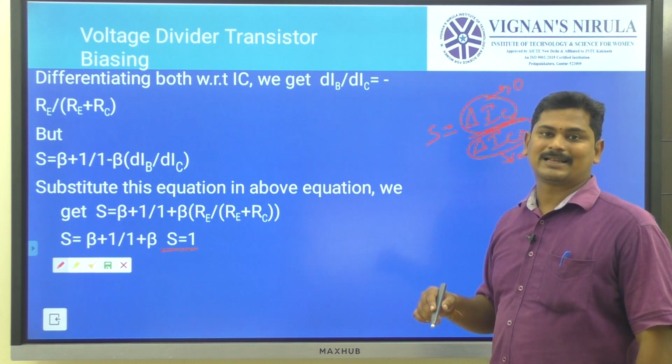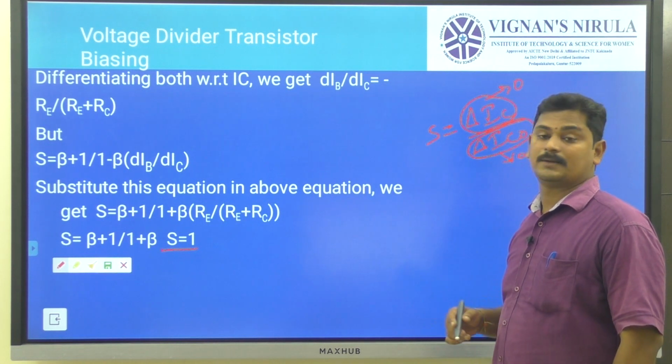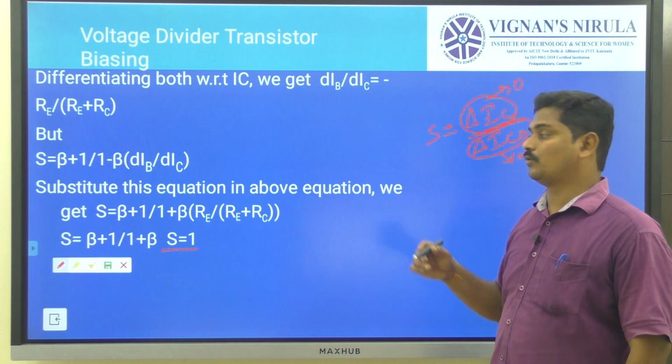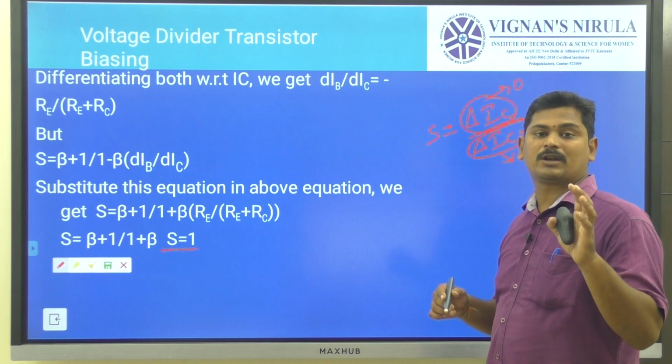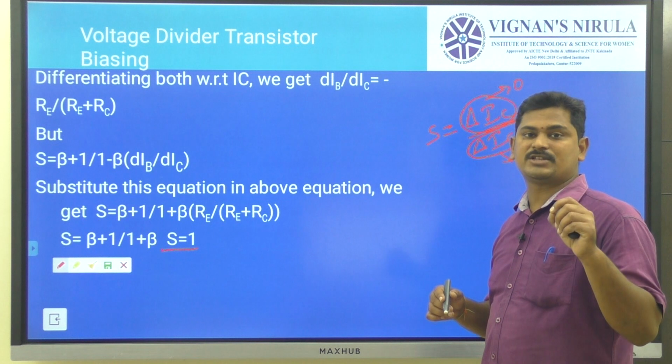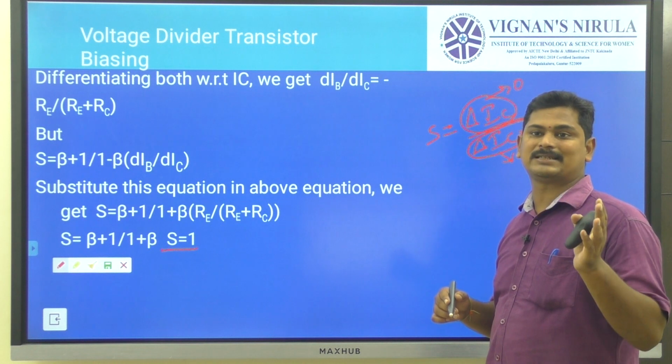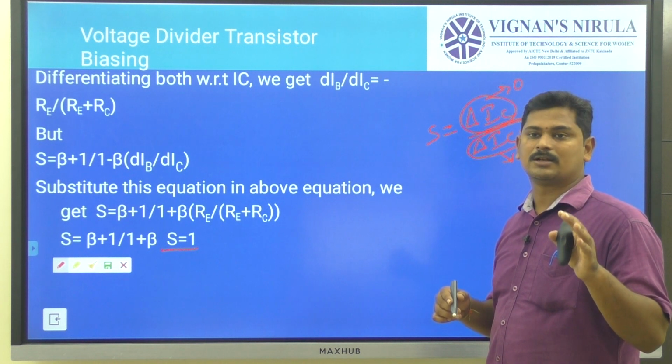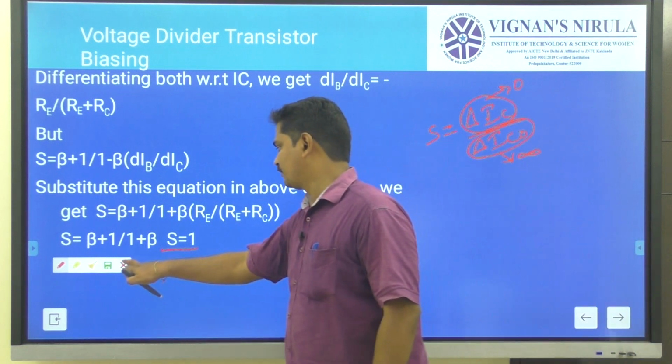Now in the next class, we will see what compensation techniques are there to maintain your Q point in the active region, and how to avoid the temperature effect on your transistor. We will see that in the next videos.